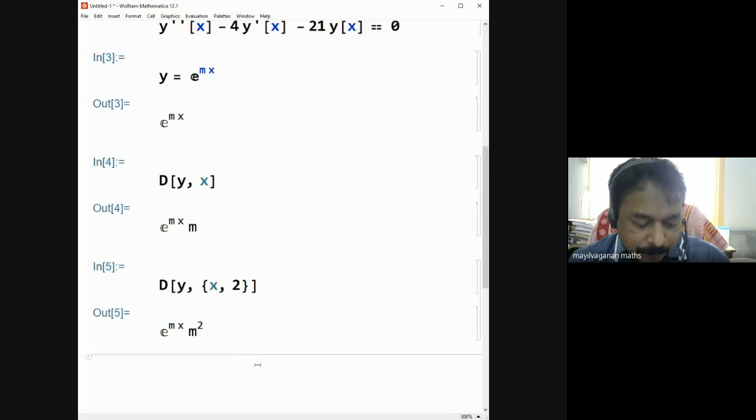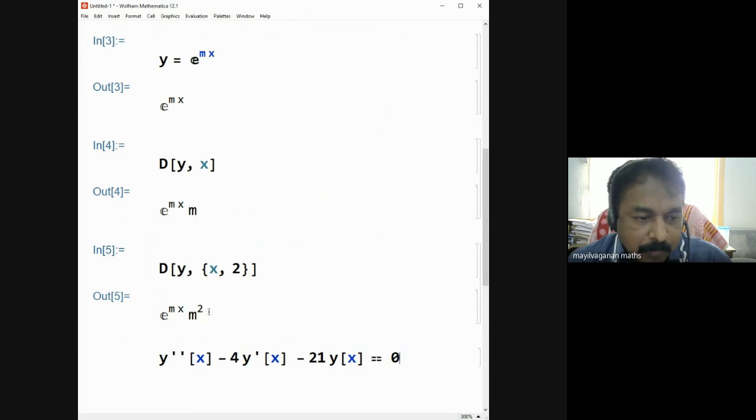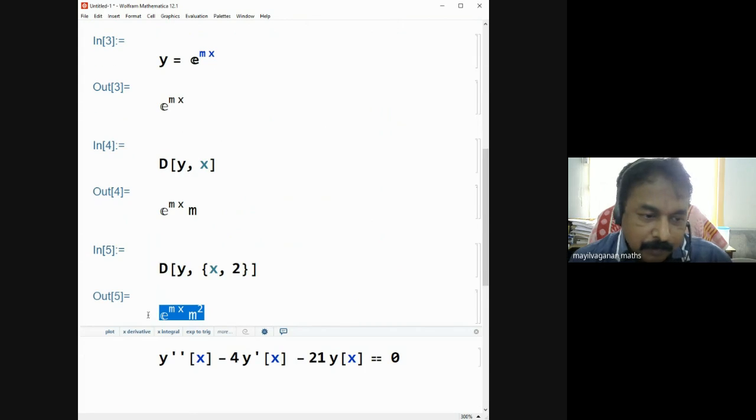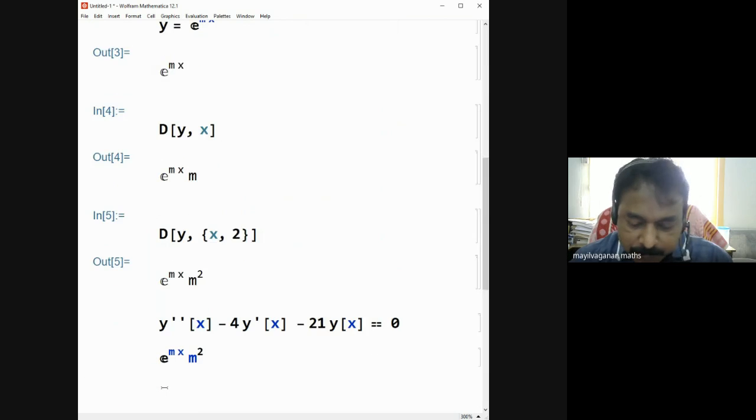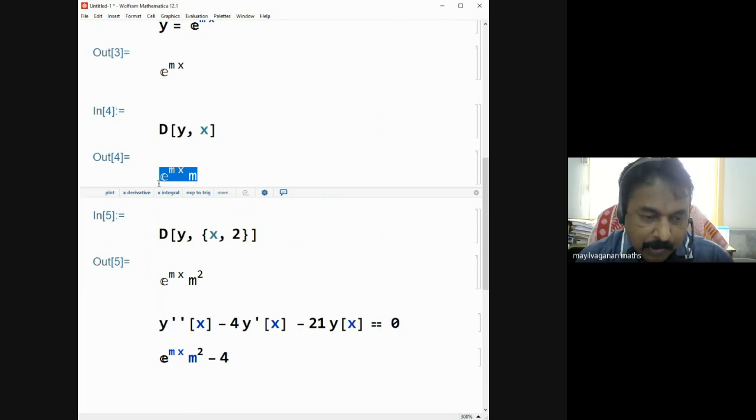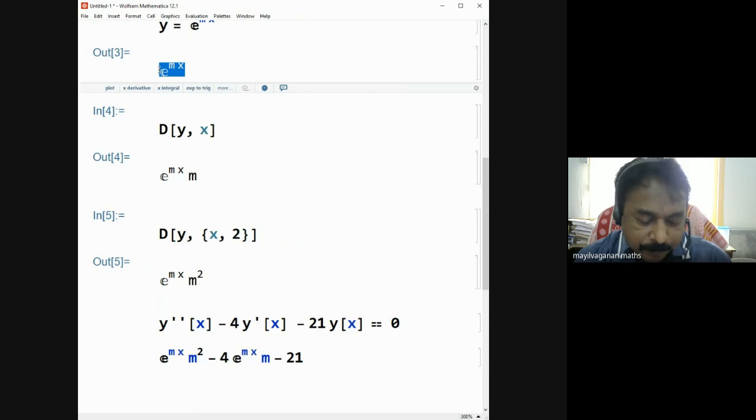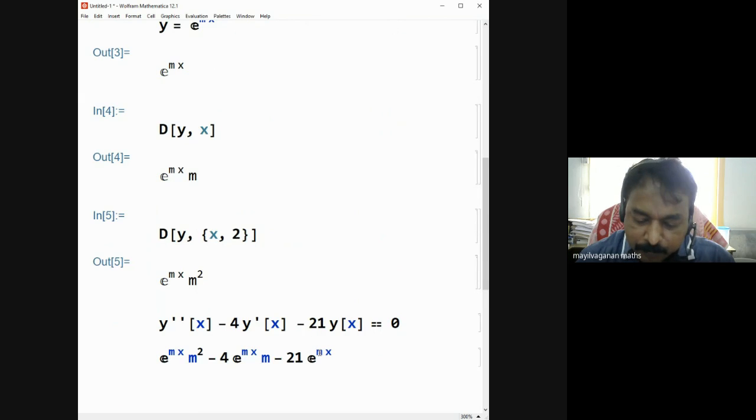then this equation becomes, this is your y double dash minus 4 into y dash minus 21, or y is e power mx, right? Okay. This is equal to 0. But we know that e power mx is not equal to 0.